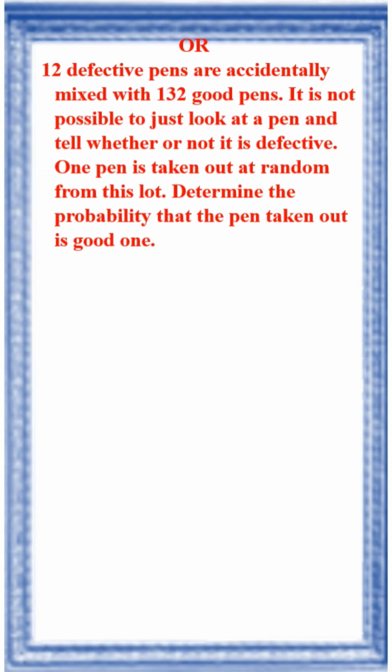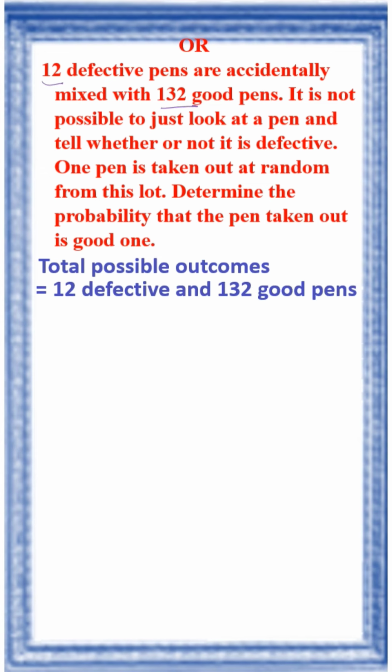There is an alternative question for this one. 12 defective pens are accidentally mixed with 132 good pens. It is not possible to just look at a pen and tell whether or not it is defective. One pen is taken out at random from this lot. Determine the probability that the pen taken out is a good one. Now let us solve. Possible outcomes: 132 plus 12. What is it?